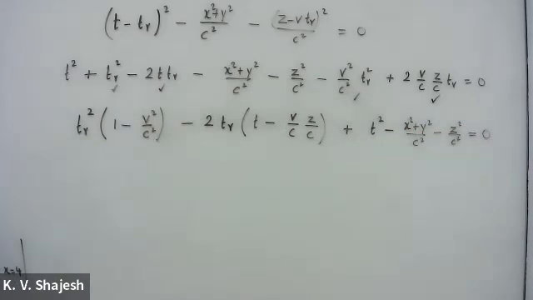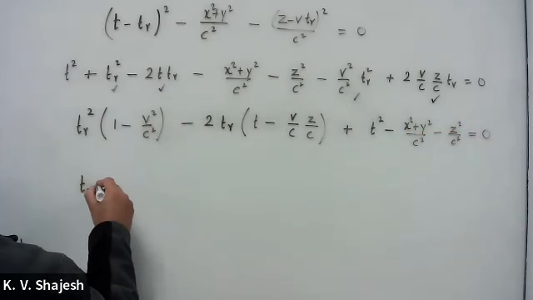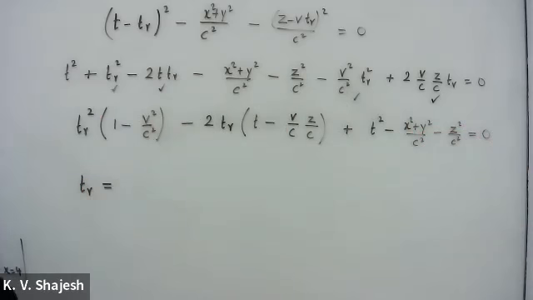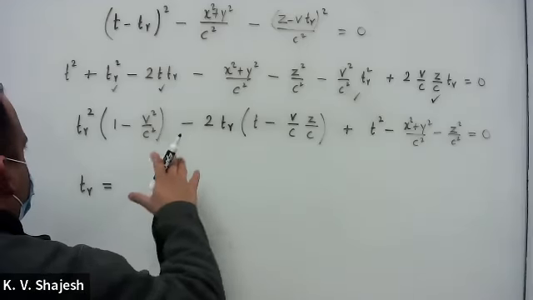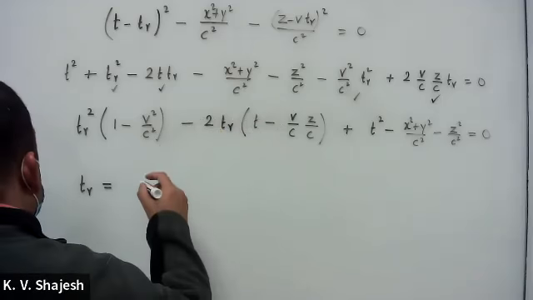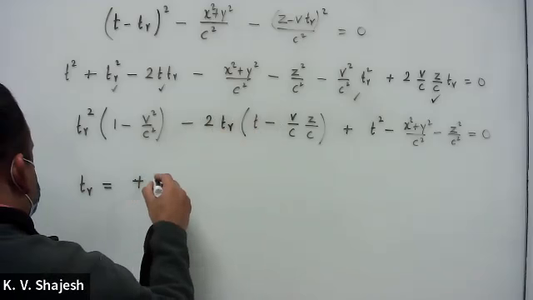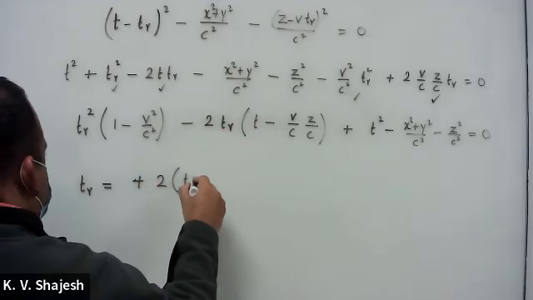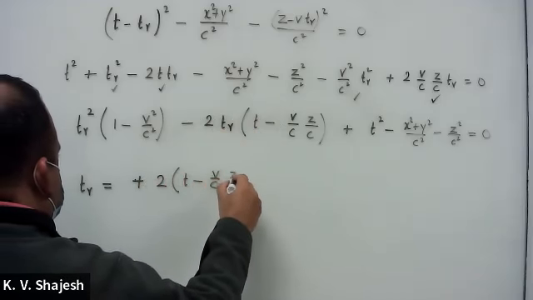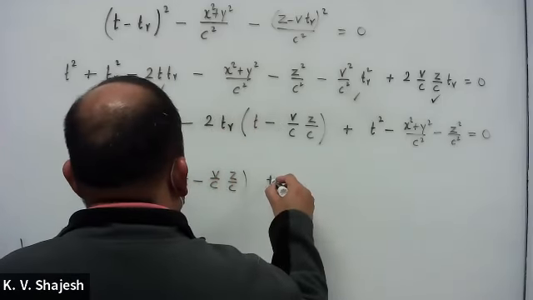We're going to process this a little bit, but it's clear what the solution will be. So the retarded time will be equal to minus b, right? Minus b is minus plus, so plus 2 times (t minus v over c), plus or minus.